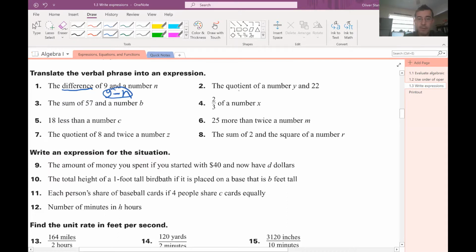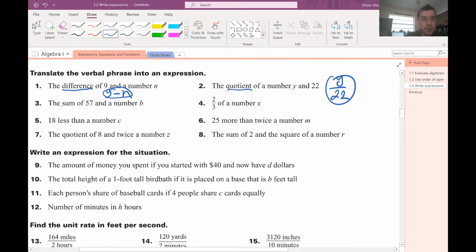Next one, translate the verbal phrase into an expression. The quotient. Anytime you see a quotient, that means it's a division. It's the division of y and 22. So this is the expression for number 2.